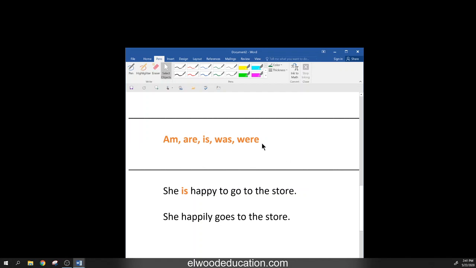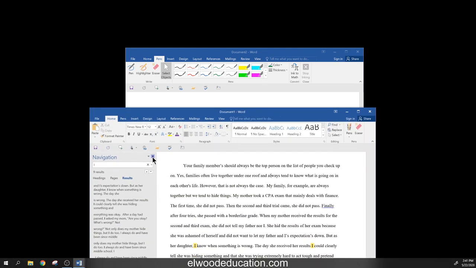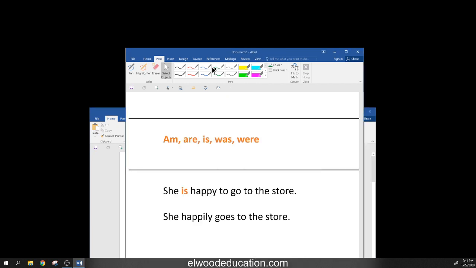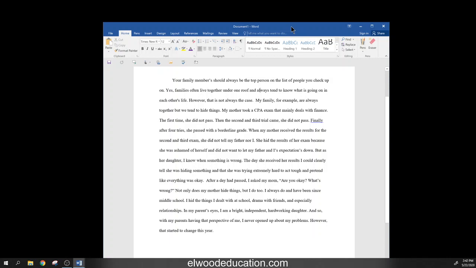These words I suggest that people not use when they are writing formal or serious essays. Here's an example of a sentence using a to be verb. She is happy to go to the store. Could be improved simply by getting rid of the to be verb. She happily goes to the store. It's still kind of a silly little sentence, but it is improved nonetheless. All right, let's take a look at a paragraph that could use a little editing.